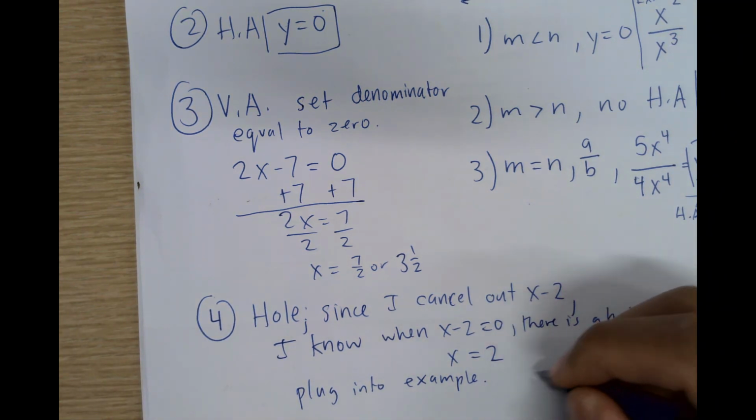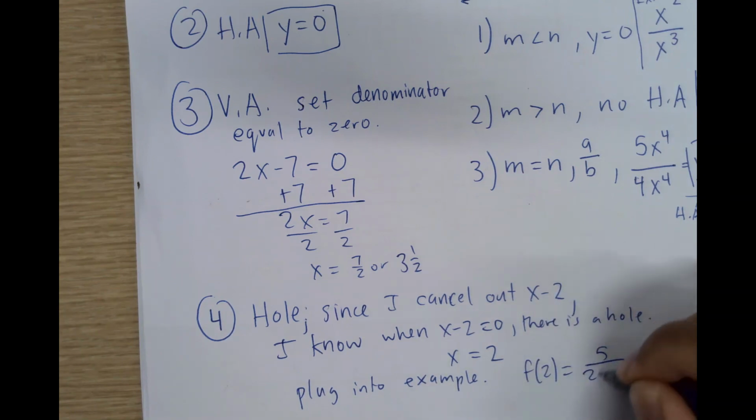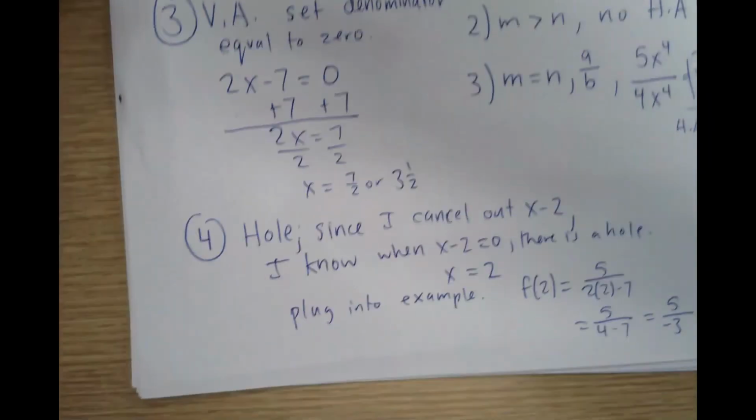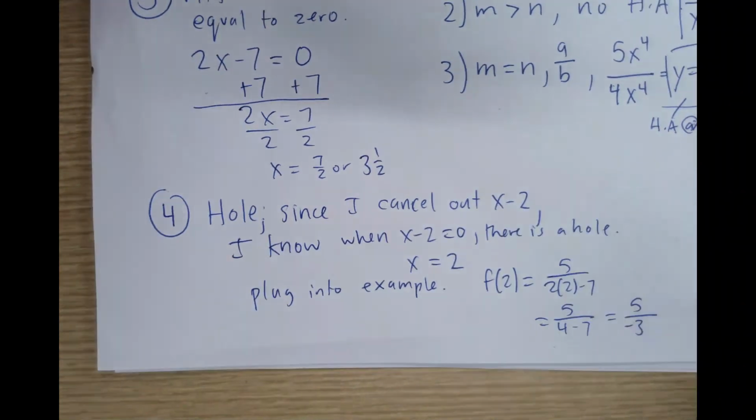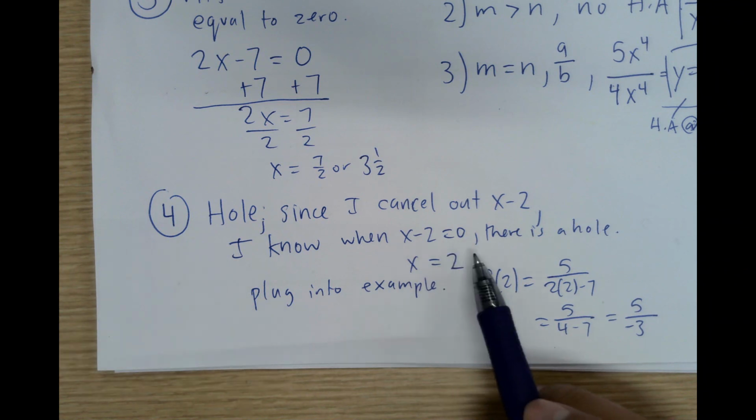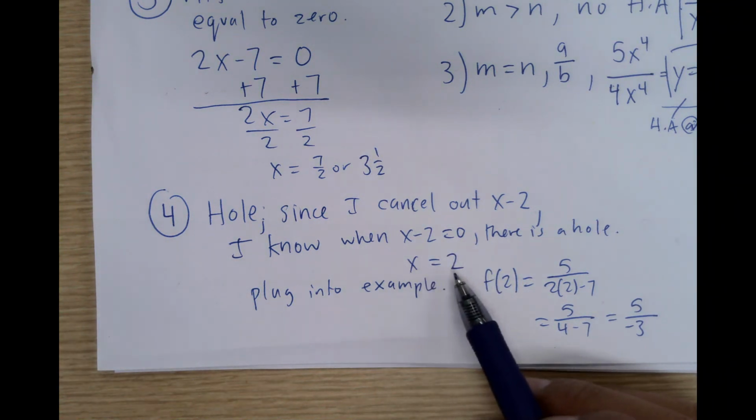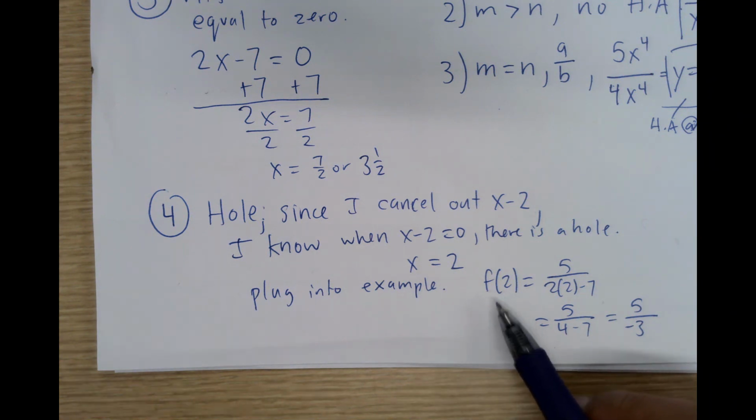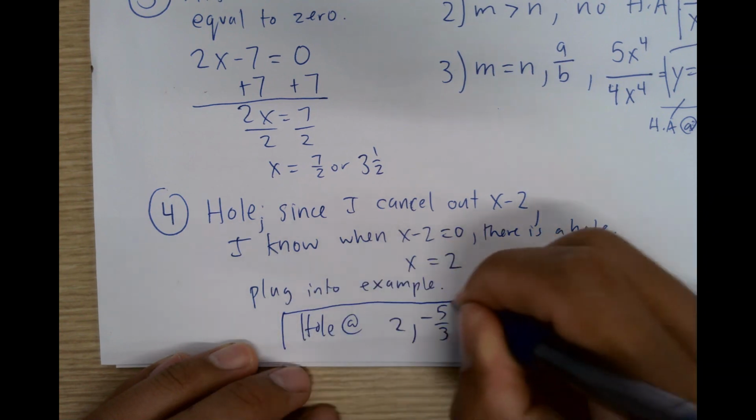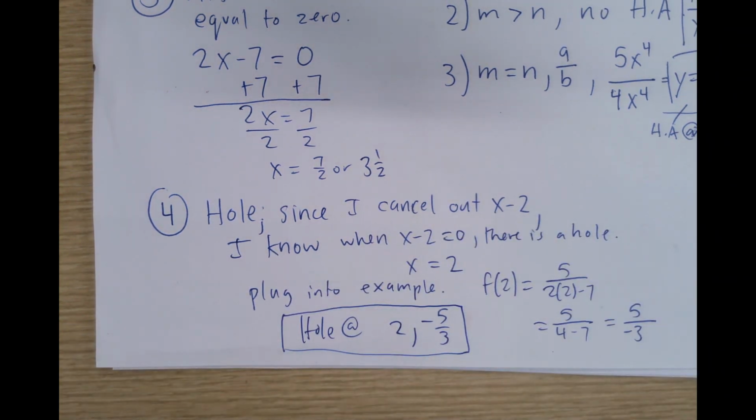So now we do f of 2 equals 5 over 2 times 2 minus 7, which is equal to 5 over 4 minus 7, which is equal to 5 divided by negative 3. Okay, so again, because we canceled out x minus 2 over x minus 2, there is a hole at x equals 2. Whenever x minus 2 is equal to 0, that's when the hole is. And so we get x is equal to 2. We plug in 2 into our simplified function, and then we get 5 over negative 3, or negative 5/3. So there is a hole at 2 comma negative 5/3.